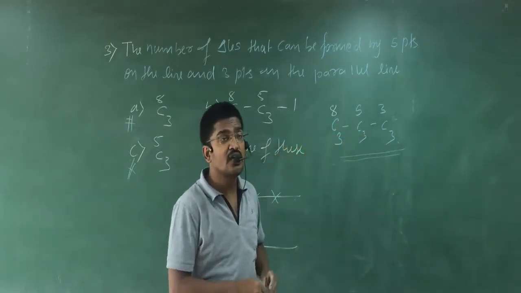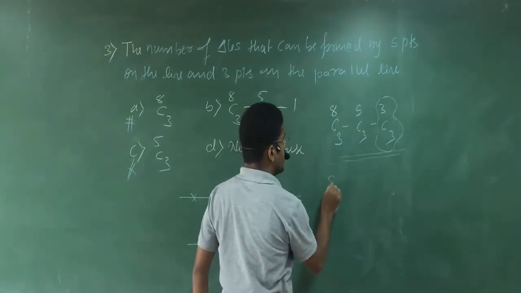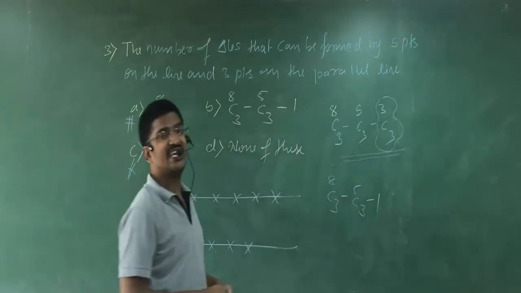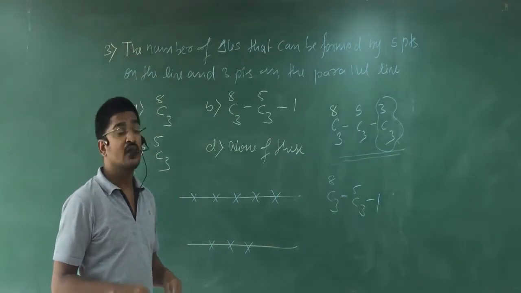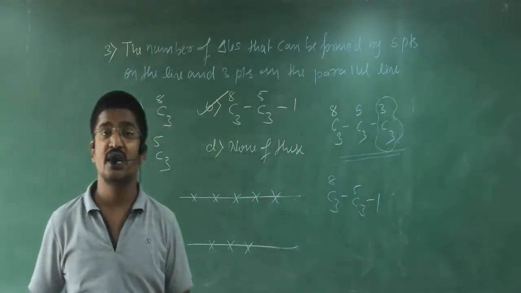Okay, again let us see it. 8C3 minus 5C3 minus 3C3. We all know that 3C3 is 1, because nCn is 1. So 8C3 minus 5C3 minus 1. Therefore, your answer is B.